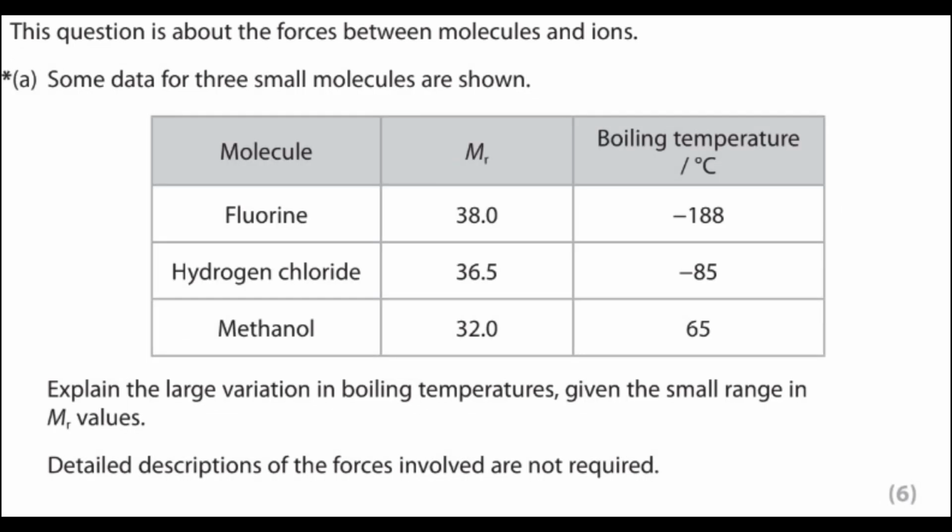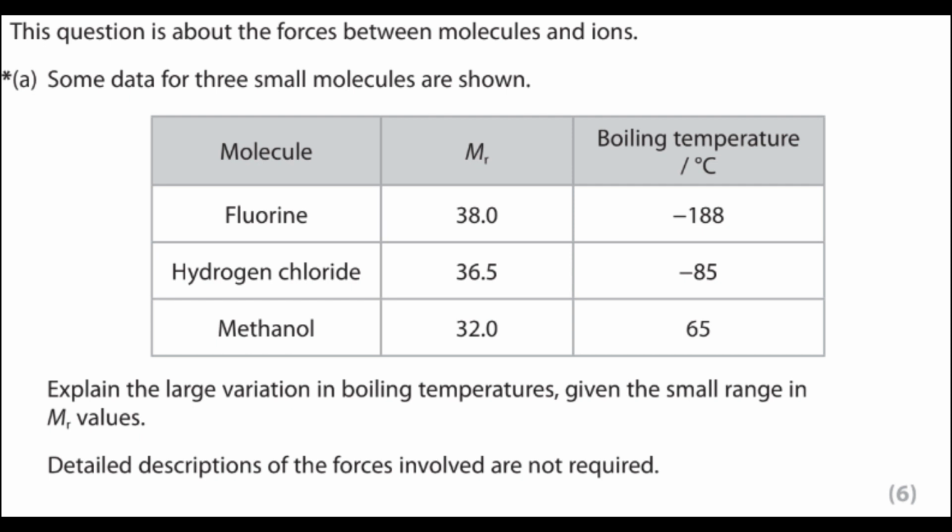This is a past paper from 2021. It's a very common question that comes even in unit 4 papers. Here you are given three molecules, fluorine, hydrogen chloride and methanol, and their molar masses, just to give an idea that they have similar electrons, so their London force strength would be the same. But you can clearly see the boiling temperature variation is very large: fluorine has minus 188, hydrogen chloride minus 85, about 100 degrees more, and methanol is about 80 degrees more than hydrogen chloride. They ask us to explain the large variation in boiling temperature given the small range of Mr values, meaning almost similar electrons. Detailed description of the forces involved is not required.